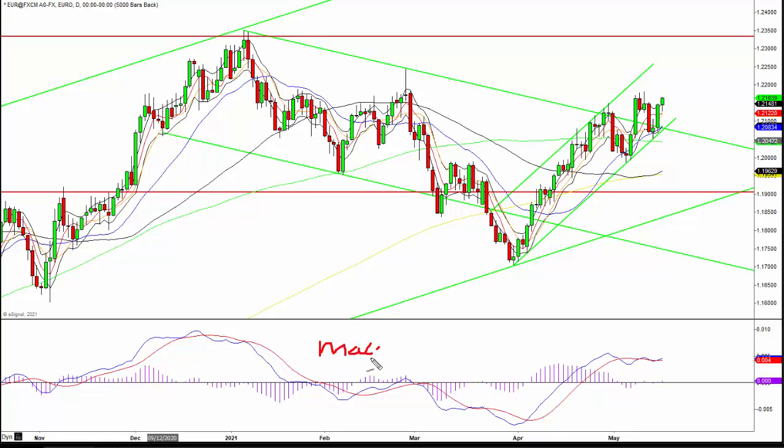Okay, so I'll go through a little bit of what that is. That's a standard setting. The default setting of 12, 26 and 9 is what your standard setting would be if you put a MACD on a chart. That's all I have it set to.